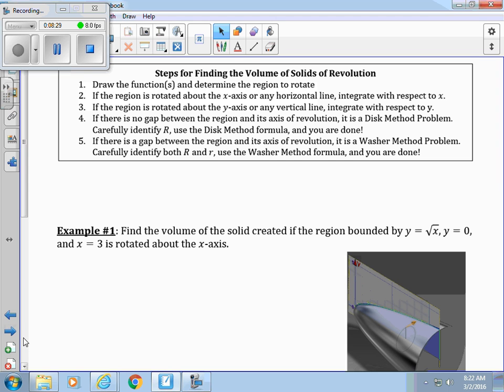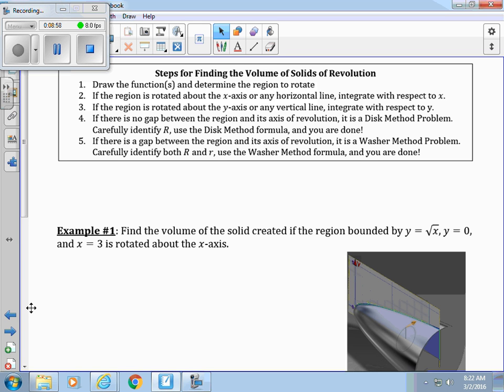Okay, so steps for finding the volume of a solid of revolution. Draw the function or functions and determine the region that you're going to rotate. So step one, find out what you're even rotating. If you are not drawing a picture, you will probably get it wrong. Now, that picture could be in your calculator if it's a calculator problem, but step one, you really need to draw a picture.